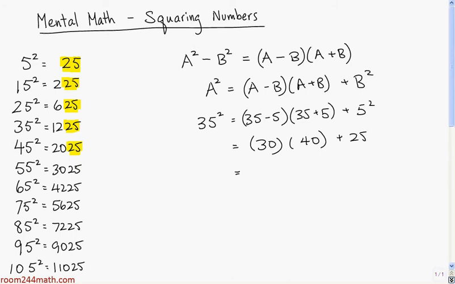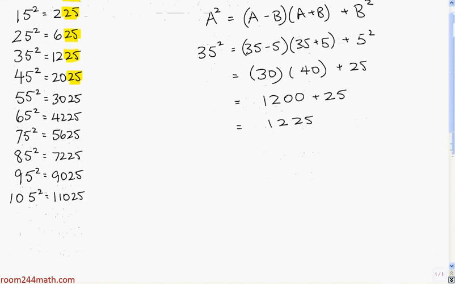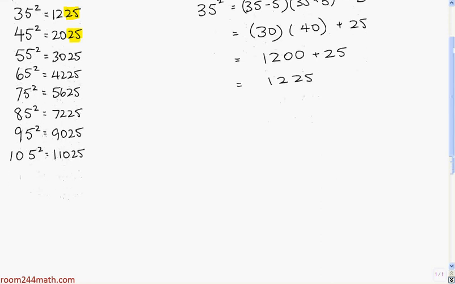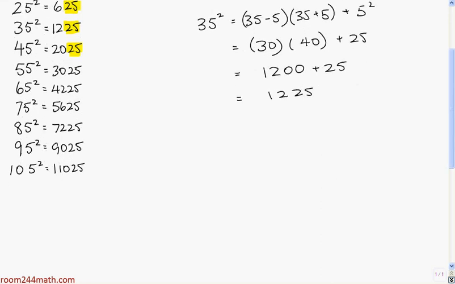So 30 times 40 is pretty easy because you're just really multiplying the 3 times the 4 and adding 2 zeros. So there's your 3 times 4. And since it's always going to end in 2 zeros using this pattern, that's why it always ends in 25. So we get 1225. Now, can we extend this to squaring any number? The answer is yes. And sometimes it can be remarkably easy to square large numbers.